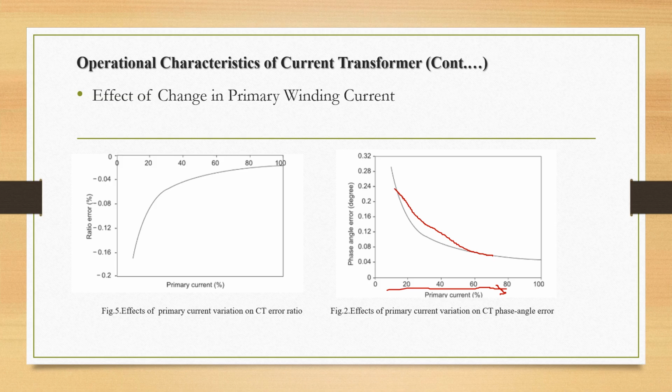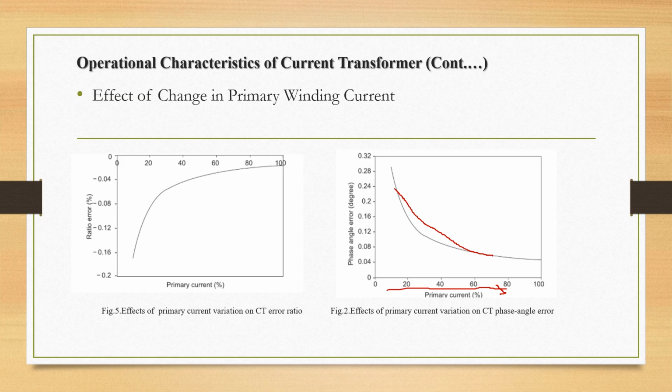But when primary current increases, IP will increase. If IP increases, there will be a difference between IP and NIS, that is, there will be a deviation from primary current to reflected secondary current. If it changes, there will be a change between the transformation ratio and the turns ratio. So as primary current increases, the difference between transformation ratio and turns ratio will increase. As a result, ratio error will increase.